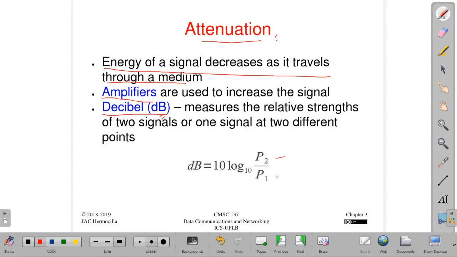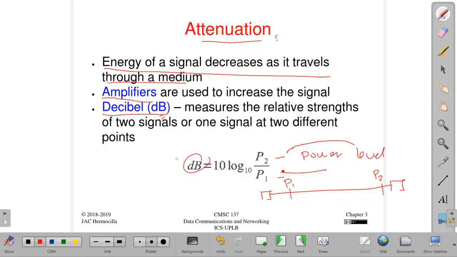So P1 and P2, these are power levels at, say, this is your point. So you measure your signal at this point, then you measure the signal at this point, then you plug that in and you get the attenuation.